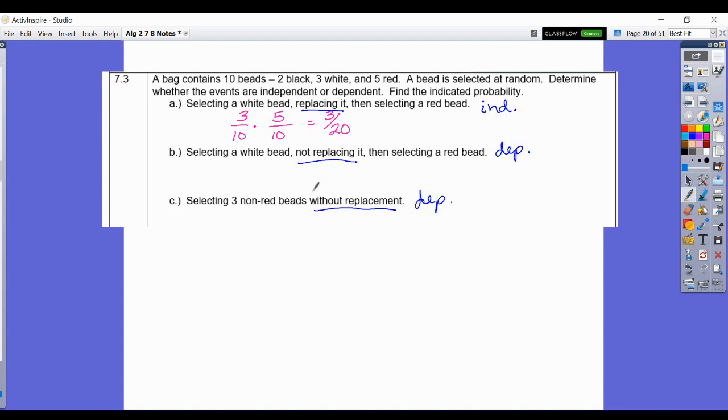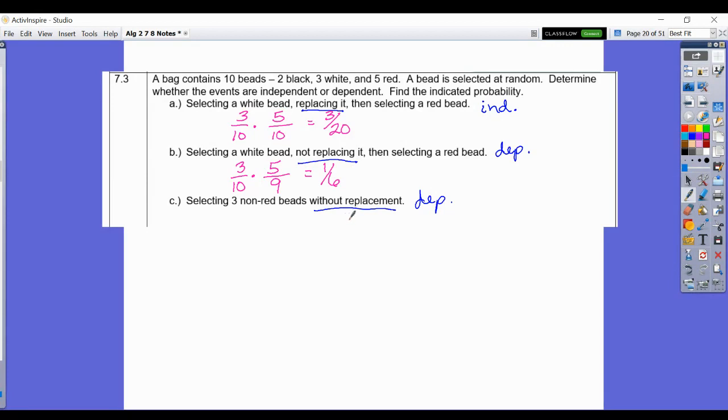So part B, select a white bead, don't replace it. So white bead is 3 out of 10. We already did that, but this time we're not putting it back. So now there's only 9 beads in there. Assume you got a white one. What's the probability of getting a red one? Well, there are 5. So when we do that, we multiply that. It's 15 over 90, which is 1/6.